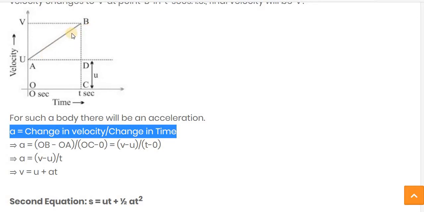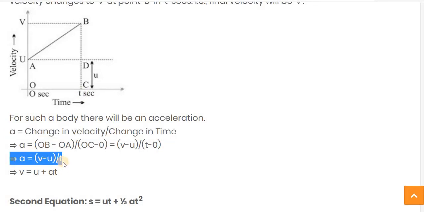So OB minus OA means the change of the velocity, and divided by OC minus 0 means the time change, that is T1 minus T0, which from here is T minus 0. So we get a is equal to (v minus u) divided by t. If we take this t over here, then we get at is equal to v minus u. But we require a v value, so v is equal to u plus at.